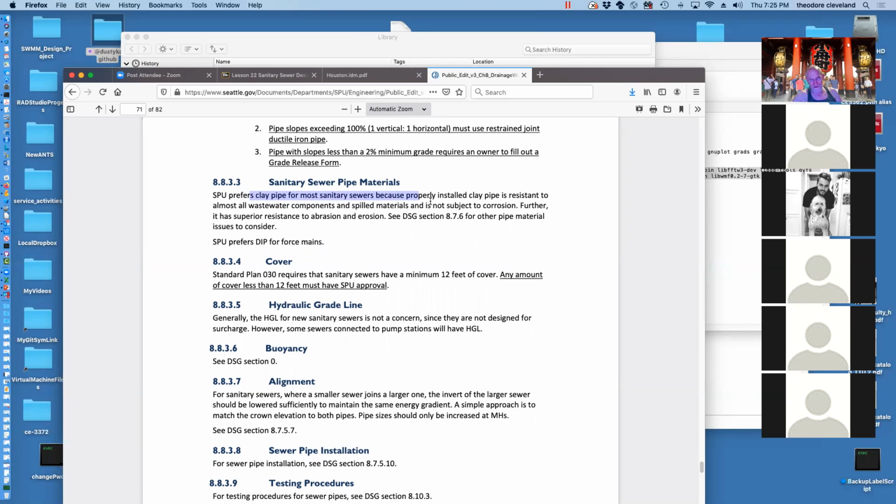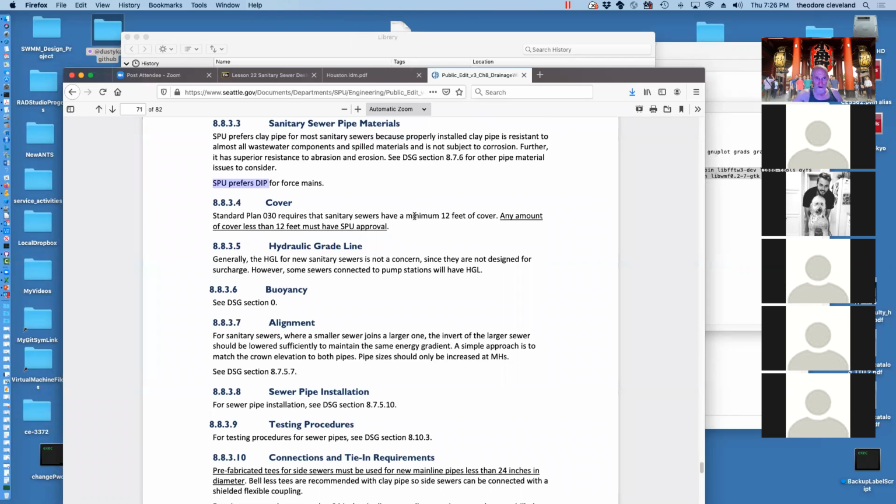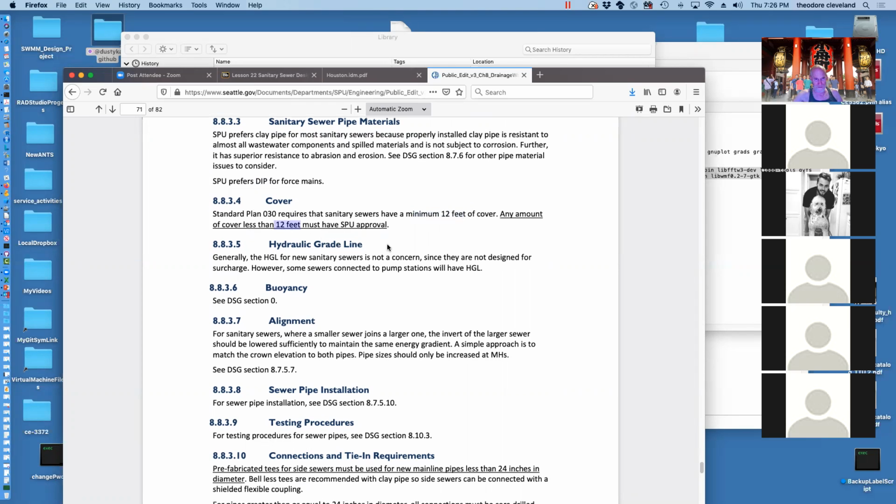But it has installation challenges. It has to be done by high-skilled installers. The public utilities prefers ductile iron pipe for force mains. It states that sanitary sewers have a minimum cover of 12 feet. If it's less than 12 feet, they need approval.